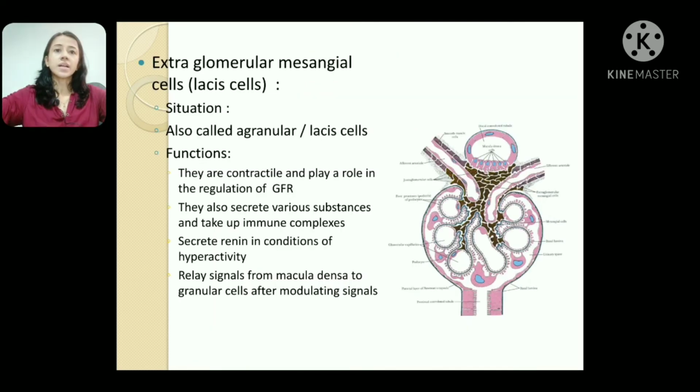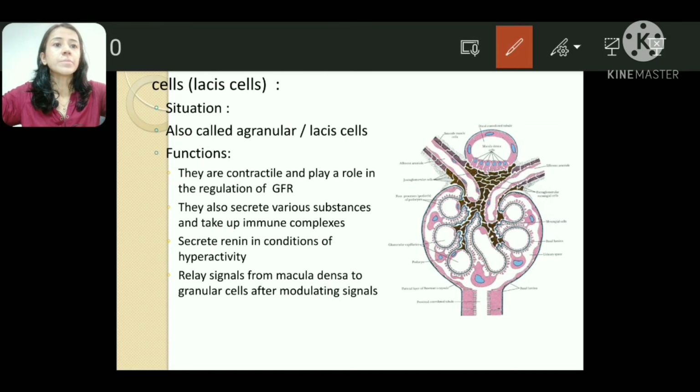Third variety of cells are extraglomerular mesangial cells. They are also known as Lacis cells. Now, they are located in the triangle, you can see here, between the afferent and efferent arterioles, and there is the macula densa cells. In between there are mesangial cells, extraglomerular mesangial cells. These are agranular cells, they are also known as Lacis cells. Now, which are their functions?